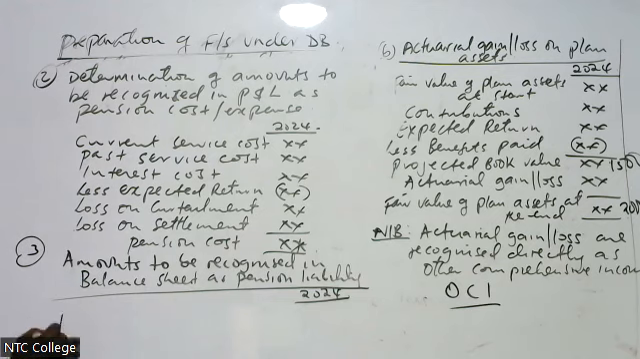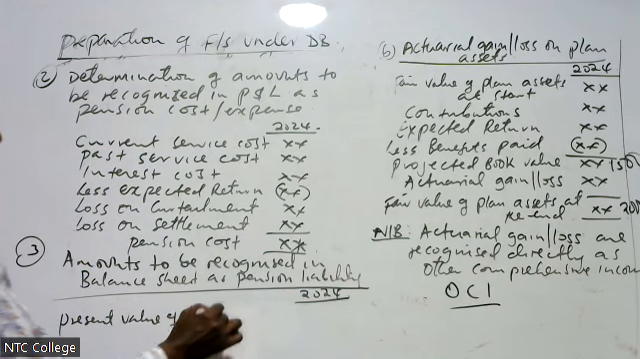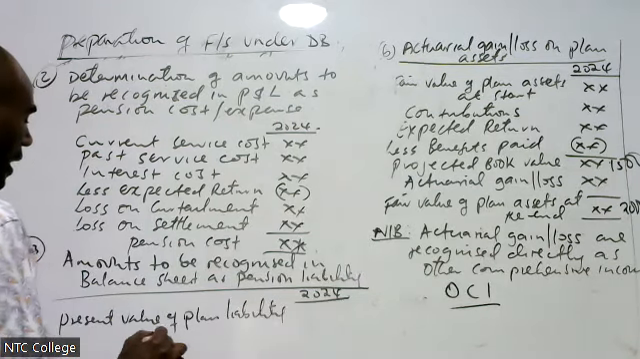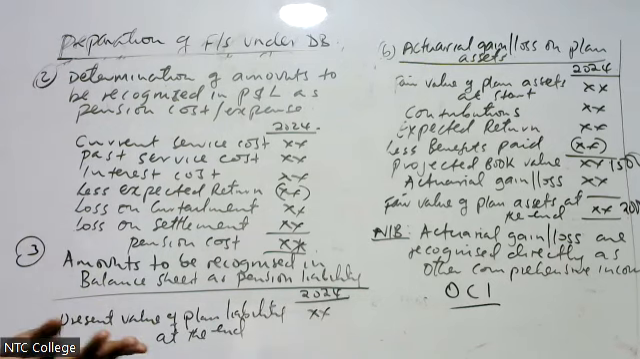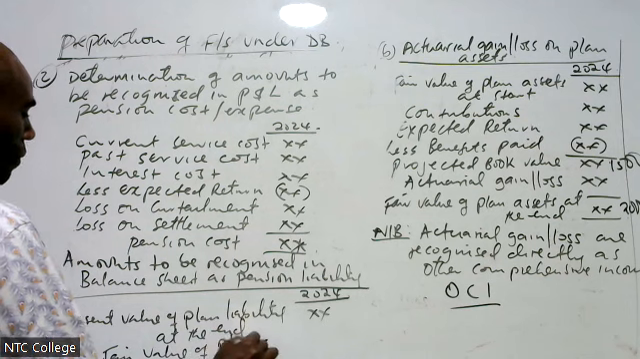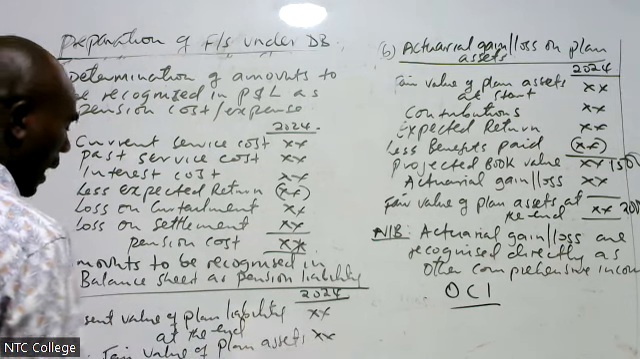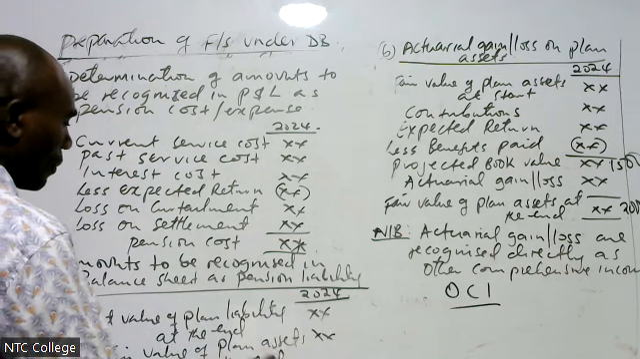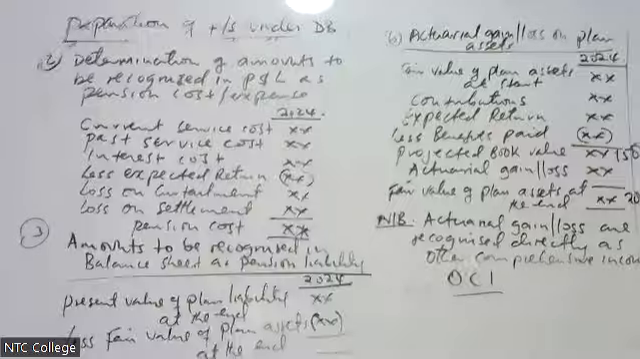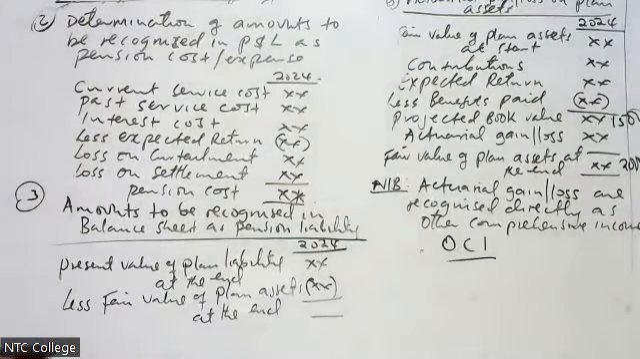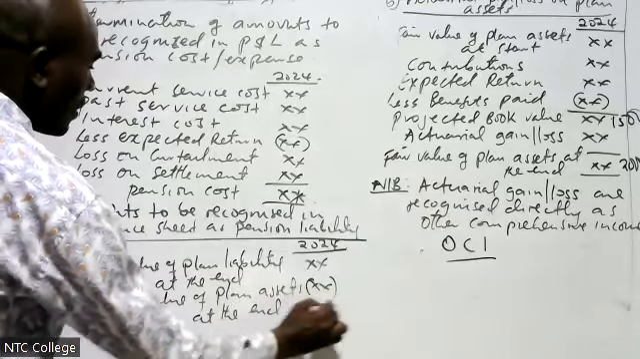Here, I'm going to take the present value of plan liability at the end of the year, less the fair value of plan assets at the end of the year. Then the difference is what I'm calling pension liability.